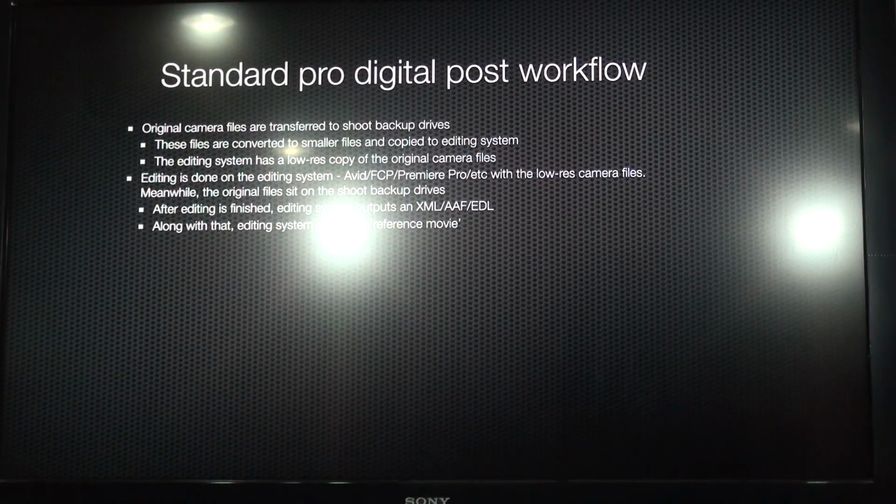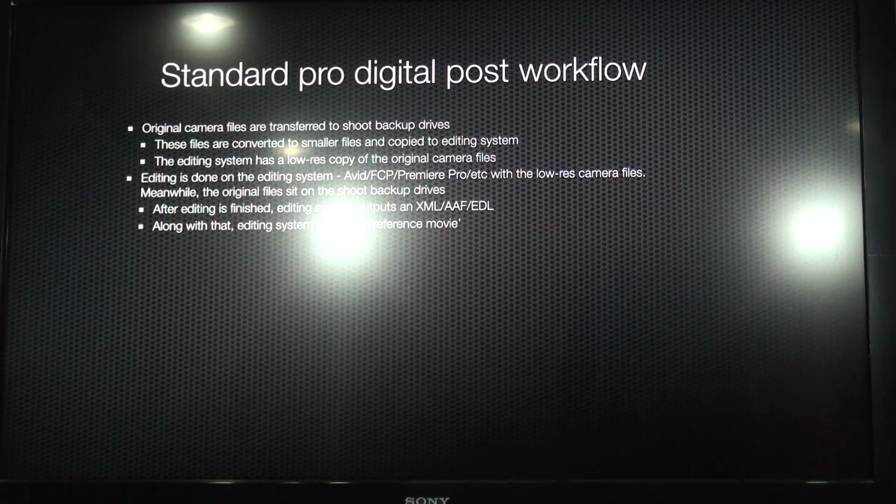Then the editing system outputs an XML or an AAF or an EDL. This is just a small file which only contains the description of the editing in a text form, right? Also, the editing system outputs a reference movie. A reference movie means the whole sequence, or the reels of the sequence, output as a QuickTime movie. So this is a plain QuickTime movie with whatever location sound, basic sound work. Sometimes they put a watermark on it, sometimes they put a time code on it, but it's a MOV. It has the visual of the edit. It's a picture that people can see and understand as the movie.